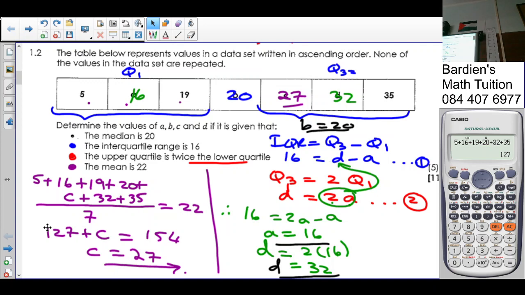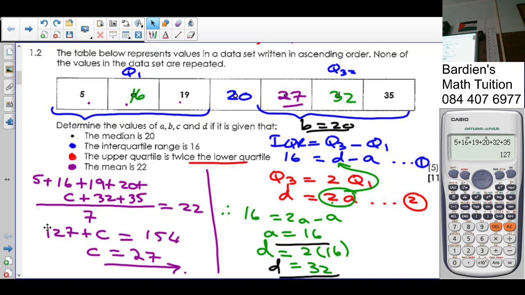Any other questions? Yes, Michael? So could you explain the third bullet? The third bullet: the upper quartile is twice the lower quartile. So whatever the upper quartile is, whatever the lower quartile is, the upper quartile is twice as big.